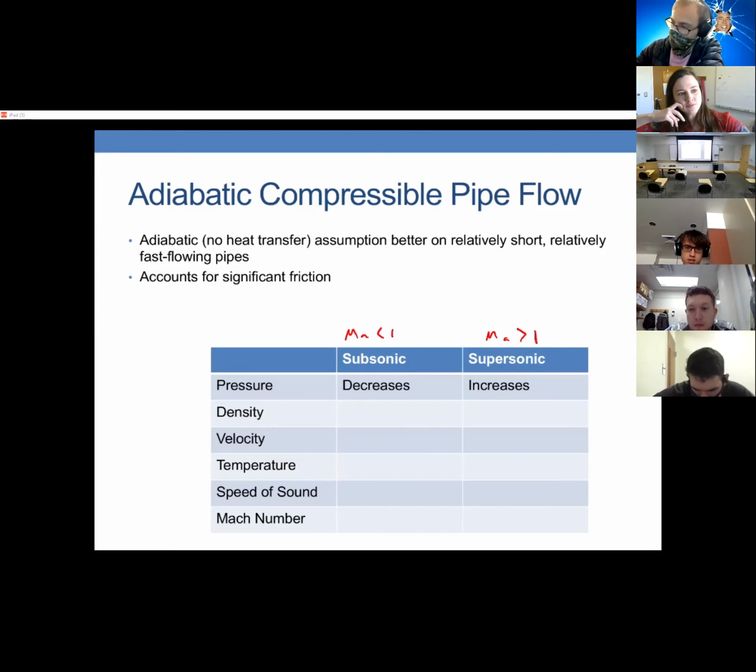So in general, if the pressure of a gas decreases, what do we expect to happen? How about people answer in the chat? I want to see people's answer in the chat for this. So when pressure decreases, what generally happens to density?